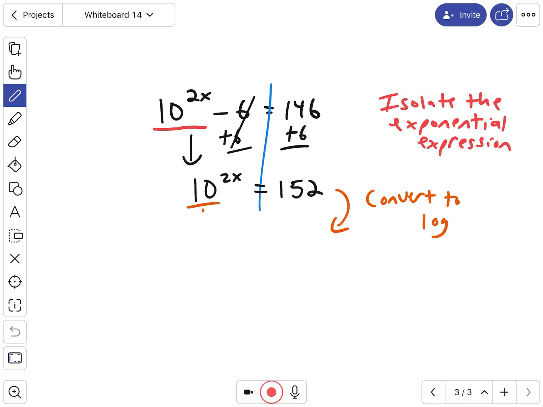And again, the base is this. So that base is going to stay the same in the logarithm. So log base 10. So that's going to be a smaller 10. And then these two are going to switch. 152 is going to be on the left, and then 2x is going to be on the right.